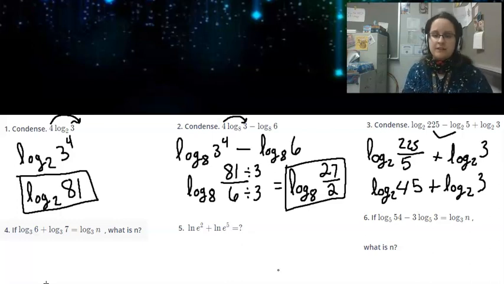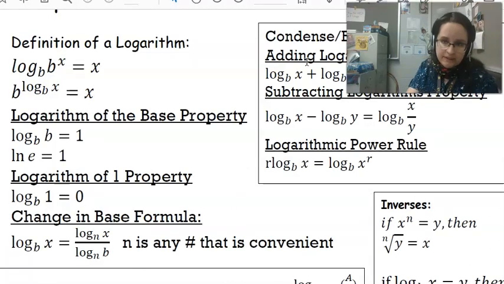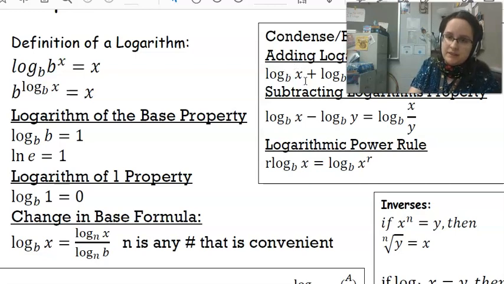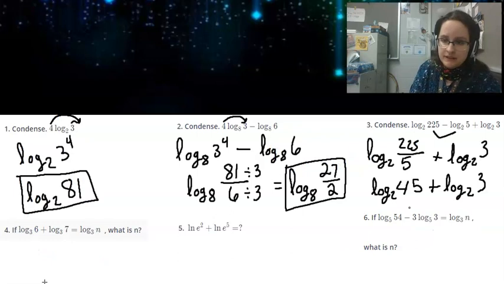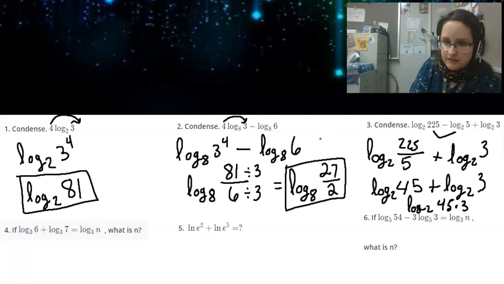So we're adding two logarithms together. The property we can use, since we have the same bases, is the adding logarithms property. Log b of x plus log b of y equals log b of x times y. So we can rewrite this as log base 2 of 45 times 3. And if you were to multiply that out, you get log base 2 of 135.